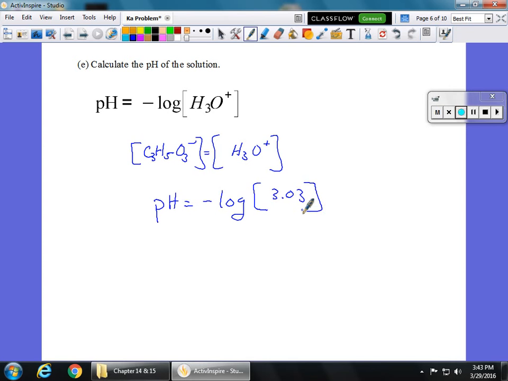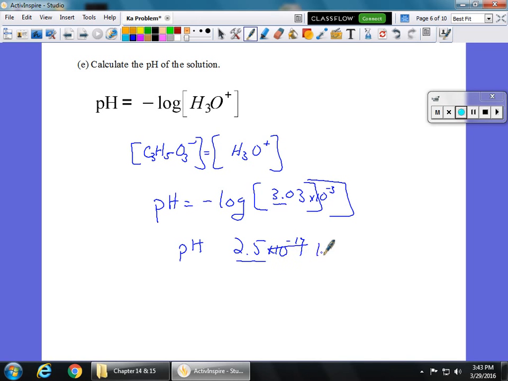So the negative log of that 3.03 is going to give you a pH of... I'm sorry, let me change that. That's 3.03 times 10 to the negative 3. I left that off, our power of 10. And that's really important. If we're looking at a concentration, 3 times 10 to the negative third is between 10 to the negative 2 and 10 to the negative 3. Well, our pH should be somewhere between 2.0 and 3.0. In this case, it happens to be 2.5.